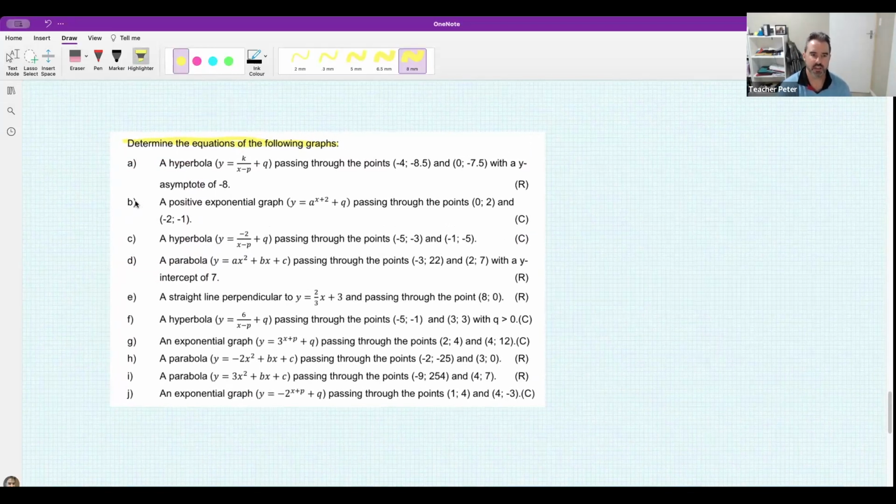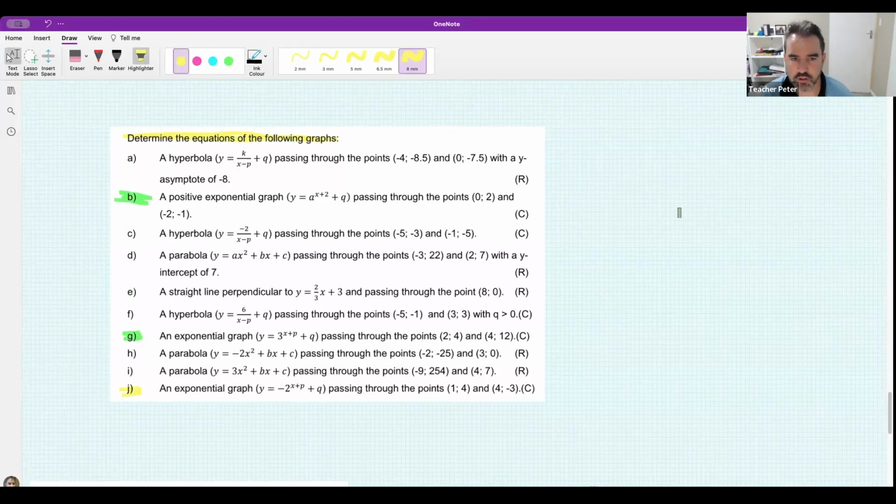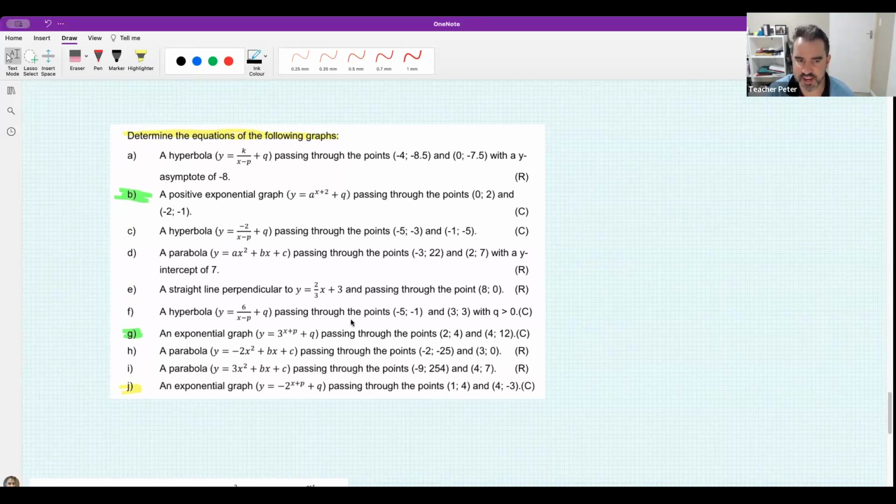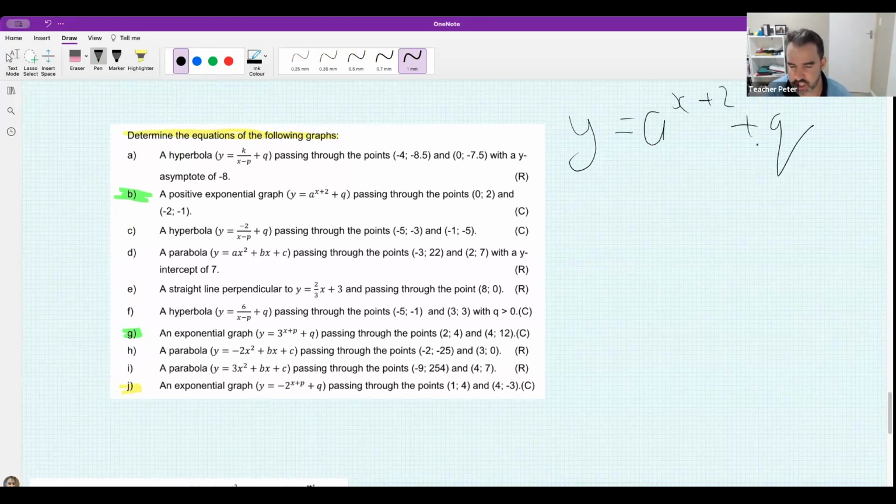So B over here is one that's an exponential, G and J. So what I'm going to do is show you how to do B. And then after I've done that, I'm going to ask you to use that as a guiding principle to do the other one. So I'm given the following exponential graph as its basic structure.